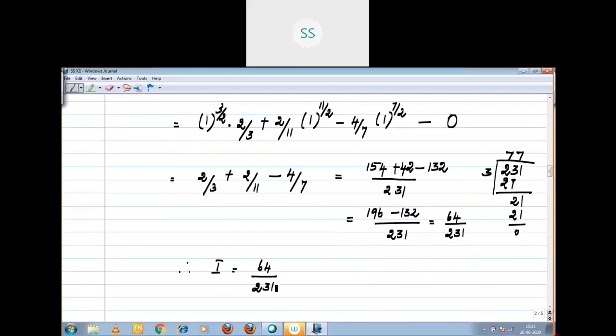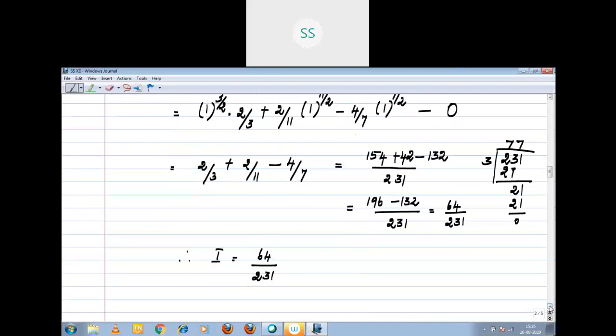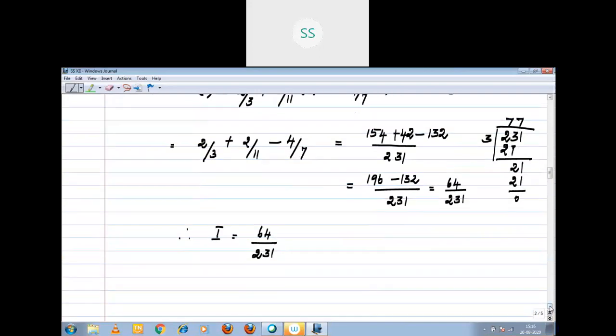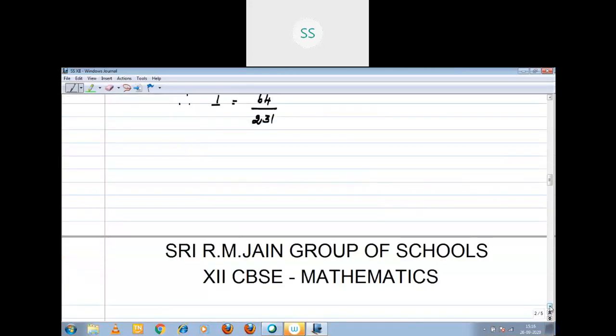Now I am going to move to question number 4. Integral 0 to 2 of x into square root of x plus 2 dx.